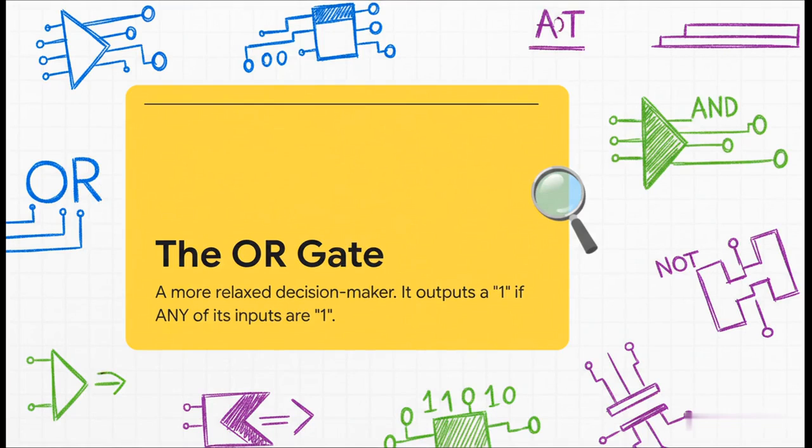But then, on the complete other end of the spectrum, we have the OR gate. This is the super chill, easygoing friend of the group. The OR gate is way more relaxed. It'll give you a 1 output if any of its inputs are a 1.